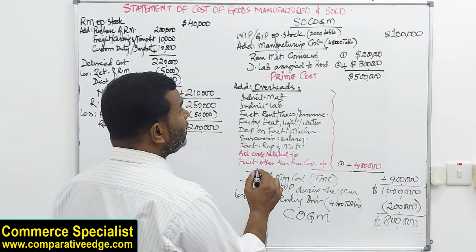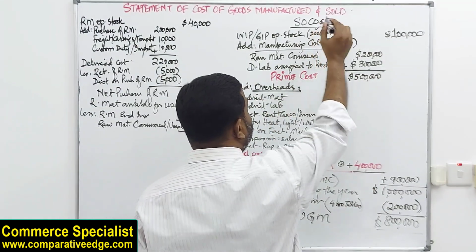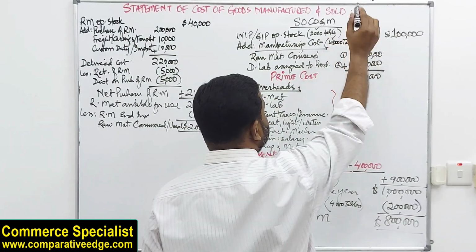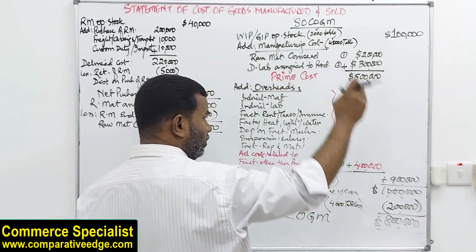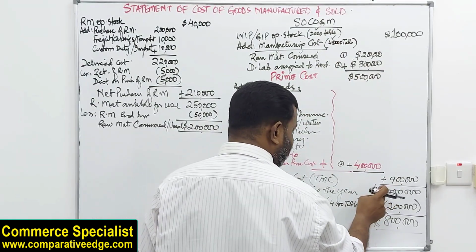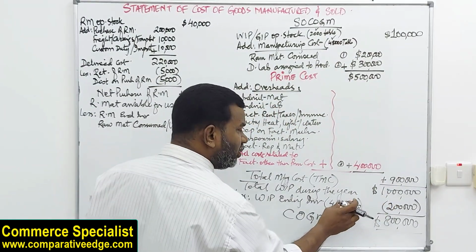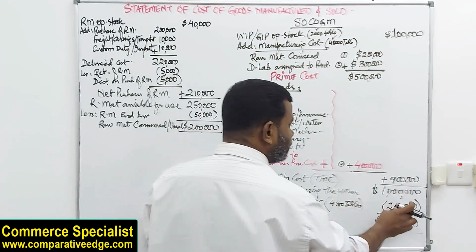In terms of number of units, 2,000 units we had from last year, 48,000 units we took as a current order, total 50,000 tables we started working on, and the total amount spent is 1 million. In the end, 4,000 tables were incomplete, which cost 200,000.